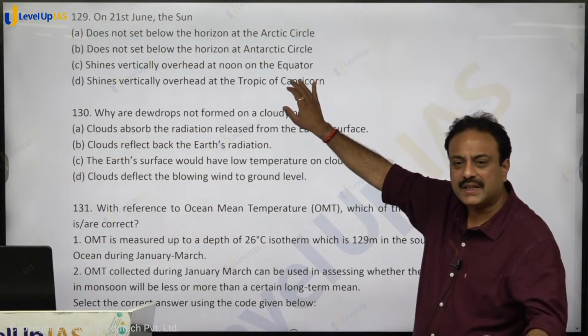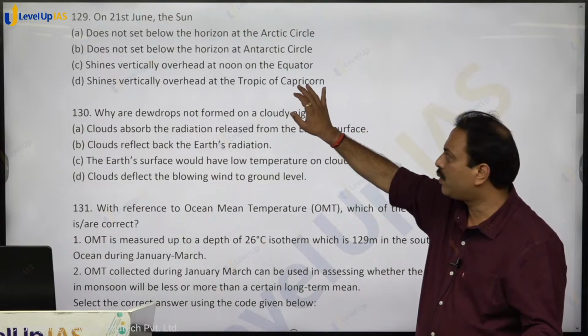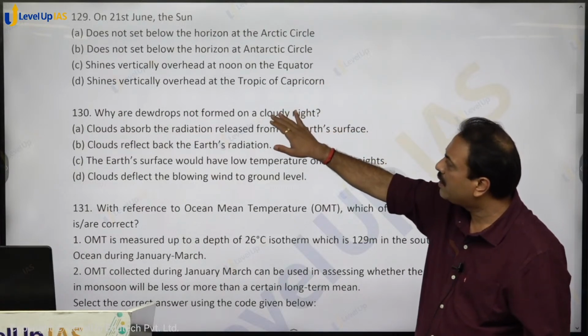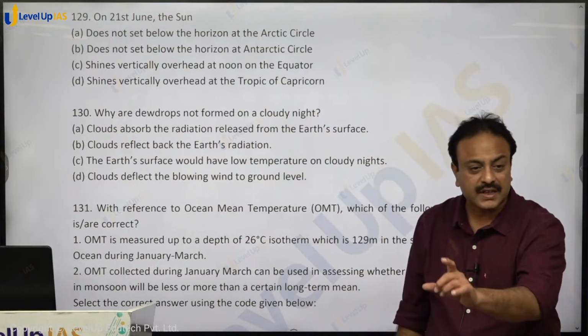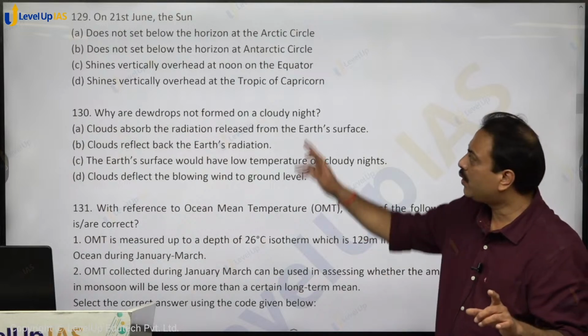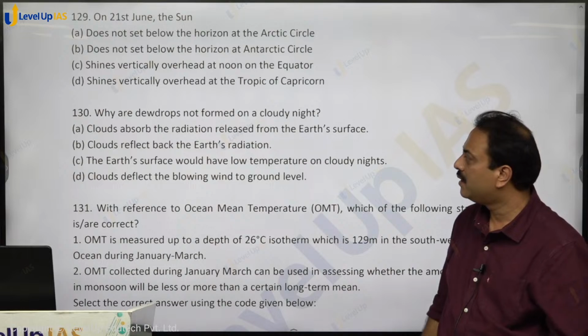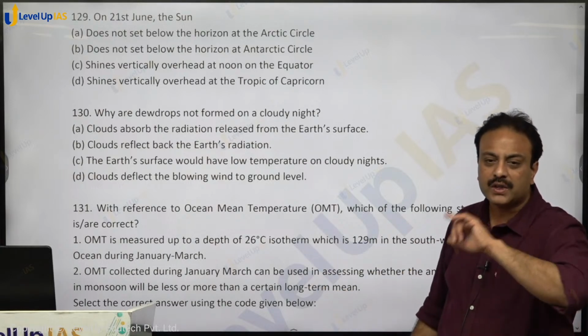Equator, always throughout the year, solstice, equinox, whatever it is, 12 hours of day and 12 hours of night. Tropic of Capricorn, at this particular time, it will be having shortest day. On 21st of June, Tropic of Capricorn will be having shortest duration of day. Right? Shortest as per its location. Don't compare with any other location.